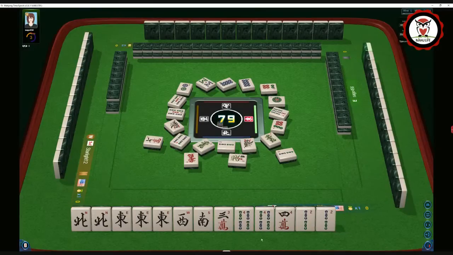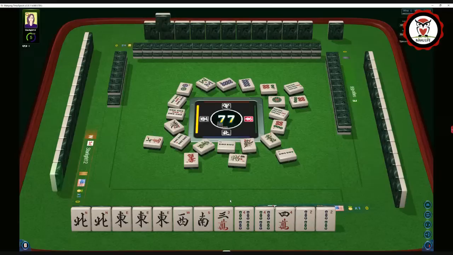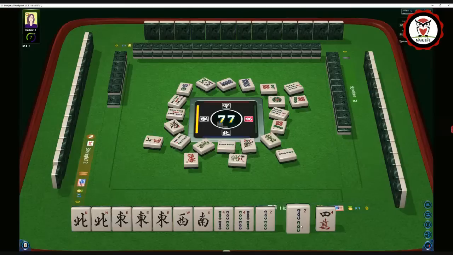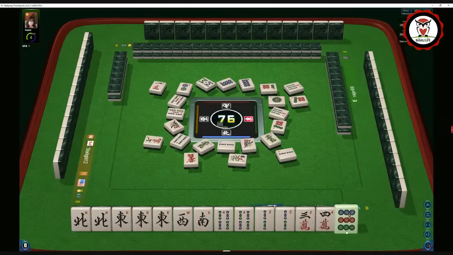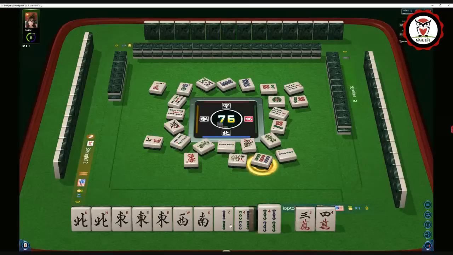I'm thinking all winds. 7 bamboos. We can use any number of jokers. This would be one of the hands of least resistance. 7 dots. We can use any number of jokers. 1 character. 9 dot, no. 9 dots. So nobody wanted the 2s. Nobody wanted the 4s.